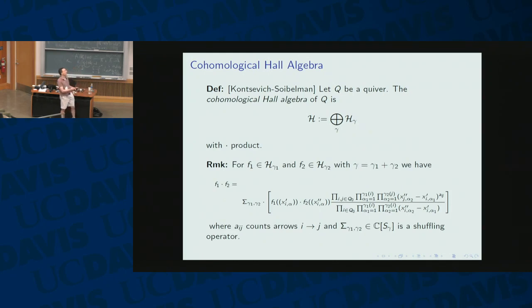Sorry for the crazy formula. So if I have two partially symmetric polynomials, representing homogeneous elements here, their product in the Kontsevich-Soibelman cohomological Hall algebra is given as follows. You consider them in disjoint variable sets, you multiply them together, you multiply them against this crazy thing, which, remember, is again coming from this degree shift, and then you apply a shuffling operator in the symmetric group algebra that basically shuffles your two sets of variables past each other. So this is the product.